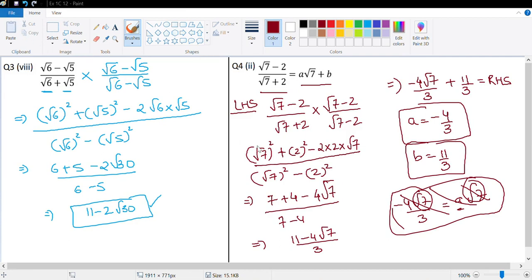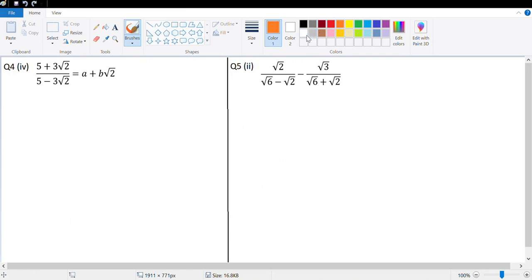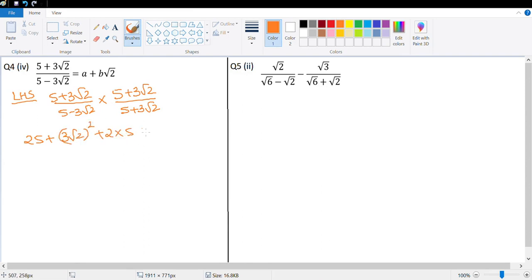The next question that was given as homework was question number 4 part 4, which is again find the value of a and b. Again, let's start with the left hand side. This is 5 plus 3 root 2 upon 5 minus 3 root 2. To rationalize, I will have to multiply it with 5 plus 3 root 2 and divide it by 5 plus 3 root 2. So the numerator becomes x plus y whole square, which means x square plus 3 root 2 whole square plus 2 into 5 into 3 root 2. And in the denominator, x square minus y square, which is 25 minus 3 root 2 whole square.